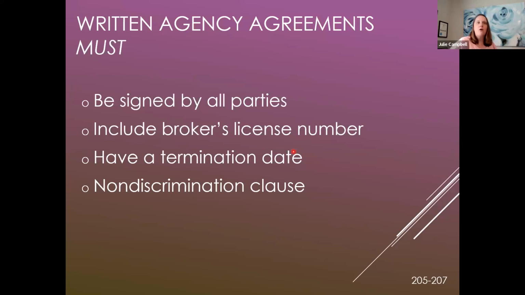The firm probably isn't signing the agency agreement. The firm is allowing the agent to sign the agency agreement on their behalf. The firm is an entity. They need a physical person to sign the agency agreement. So it's signed by all parties, client and agent on the firm's behalf. Because the agent is the one signing it, we need to include our license number.